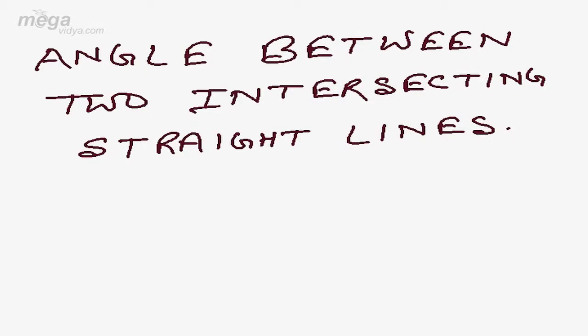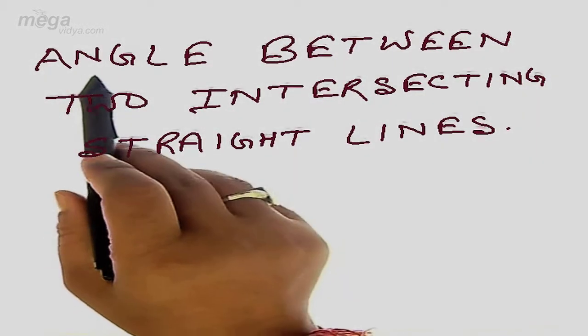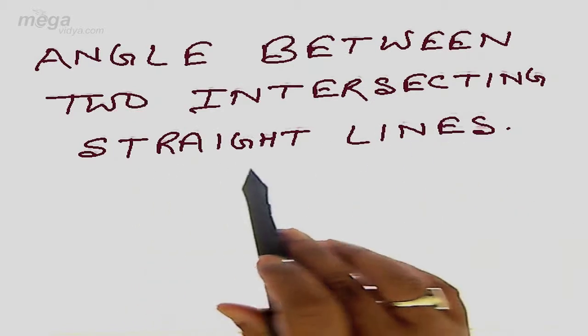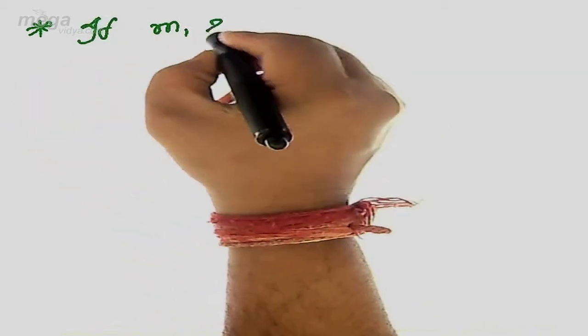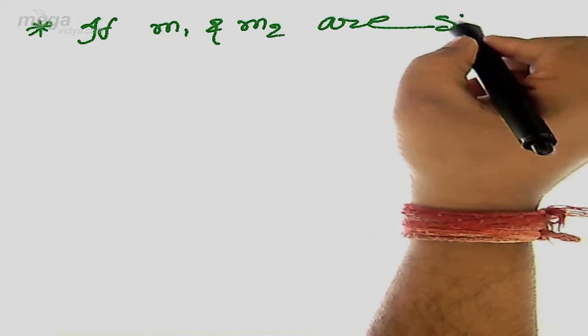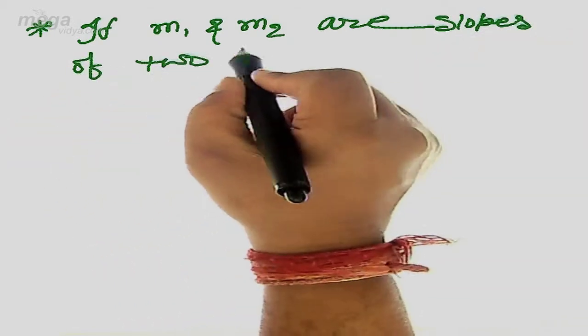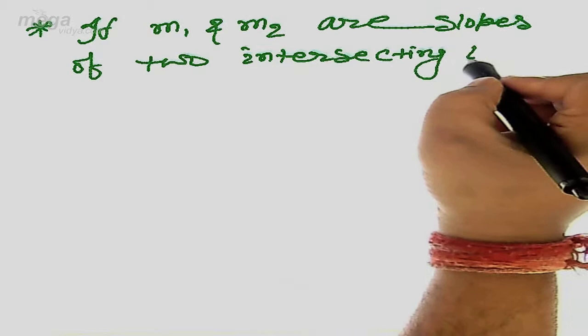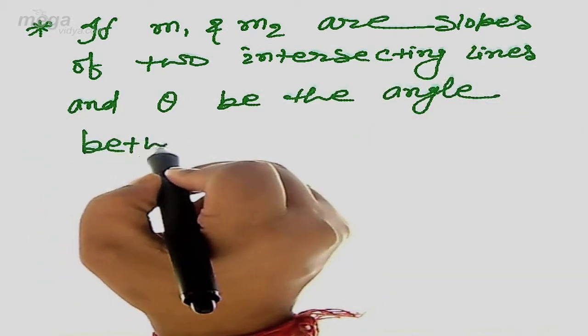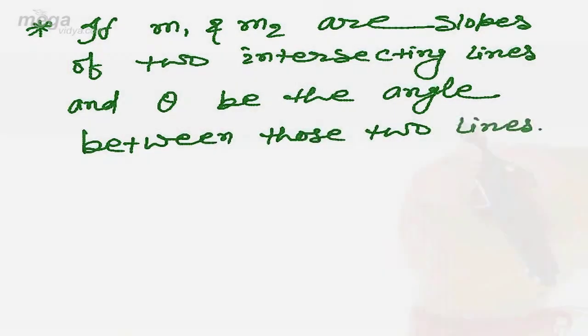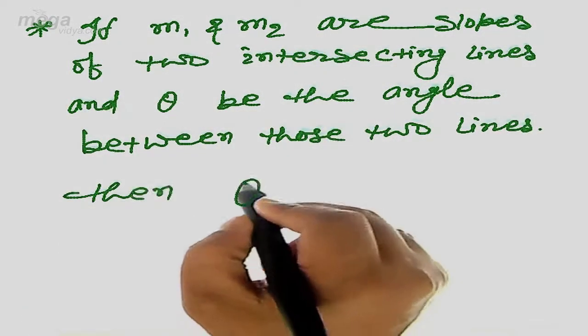Now I'm taking the topic angle between two intersecting straight lines. How will you find the angle between two intersecting lines? Suppose the slopes of two intersecting lines are given. If m1 and m2 are slopes of two intersecting lines and theta is the angle between those two lines, then how will we find the value of theta?